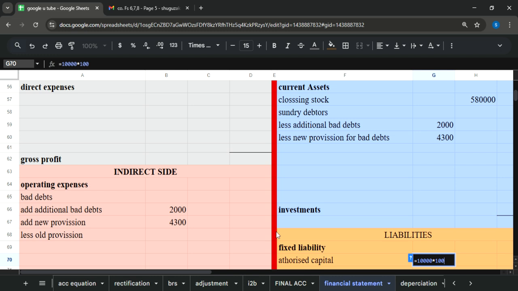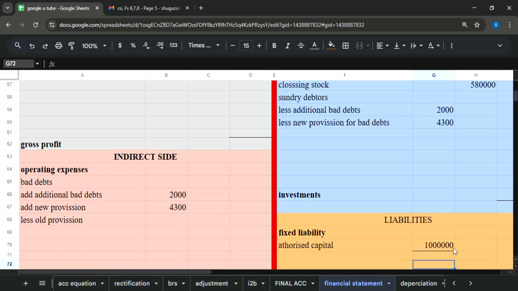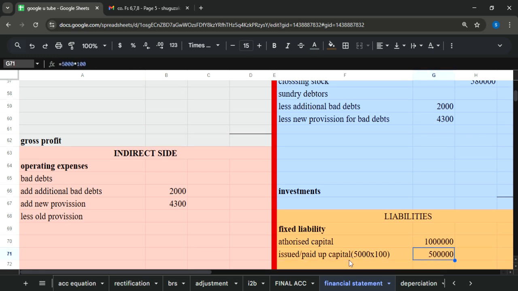This was authorized capital, and we consider it as nominal capital. It would not be added in fixed liability, just to show out. Then we have issued or paid up capital, and we were told that 5,000 number of shares, price of one share is 100. In this way we will be able to calculate our capital. Again, let me know what is 5,000, number of shares which are allotted, and multiply by 100 per share price. So issued capital is written over here.